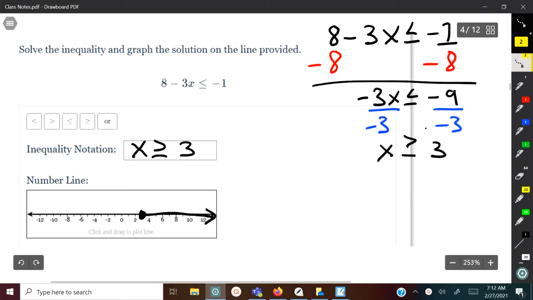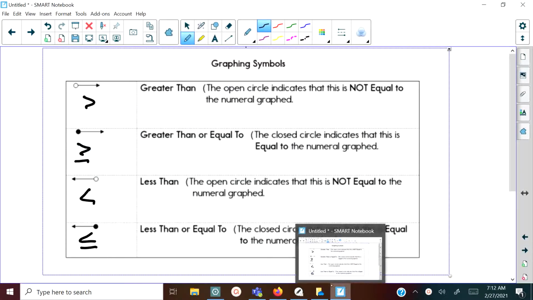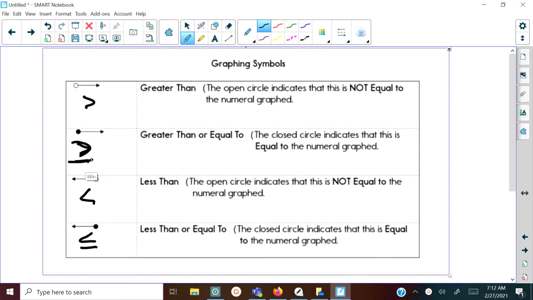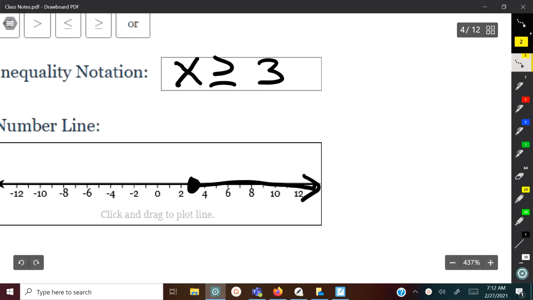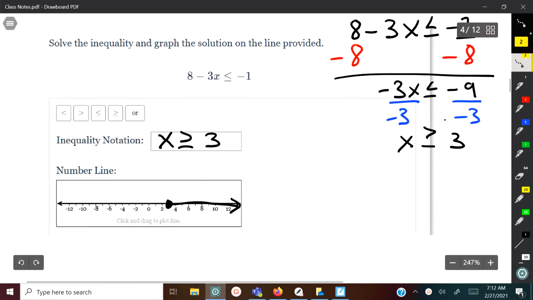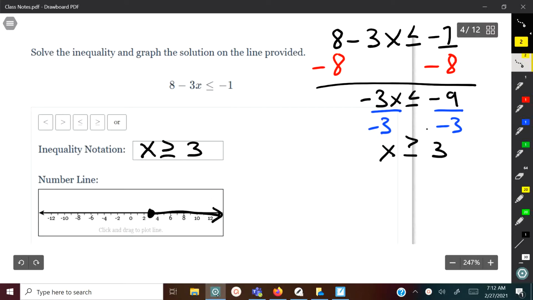Then I can go back to my notes and understand that I've got greater than or equal to, and use the solid circle and go upward. So I put a solid circle on 3, zoom in, solid circle here, and go up. And that's it. And that is linear inequalities and number line level 2.